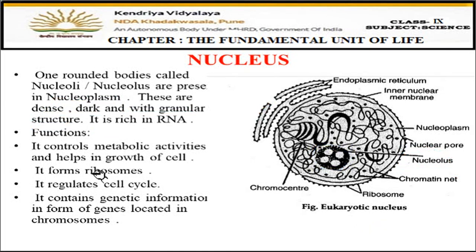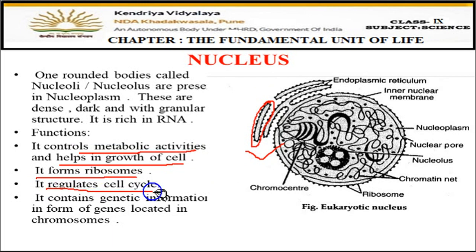Now let's discuss the functions. The nucleus controls the metabolic activities and helps in growth of the cell. The whole cell is under the control of the nucleus. So you can say that the nucleus is the controller of the cell. It controls all the activities, the metabolic reactions going on in the cell, right? Then next, it forms ribosomes. These round structures which you can see on the ER are actually formed in the nucleus.